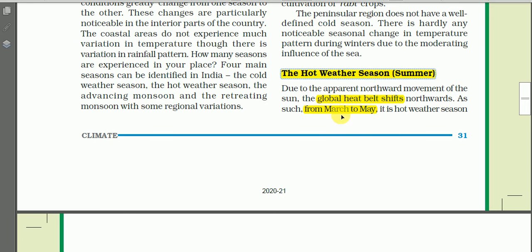The hot weather season, the summer season. So let us read. Due to the apparent northward movement of the sun, the global heat belt shifts northwards.